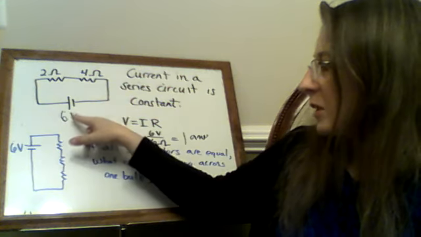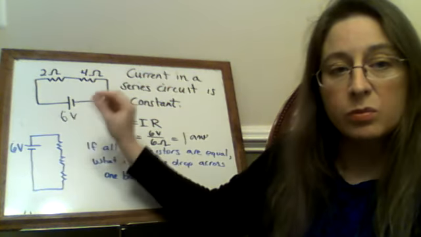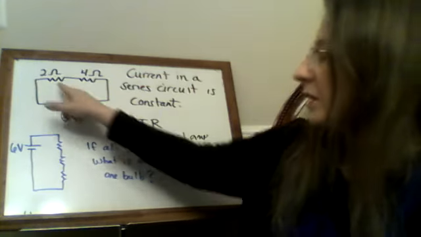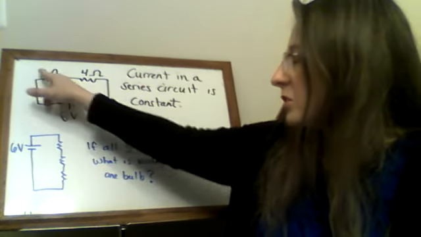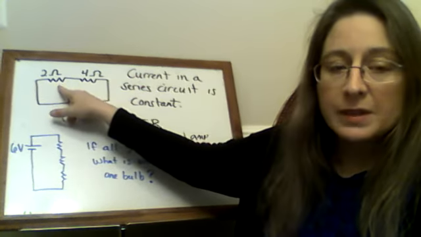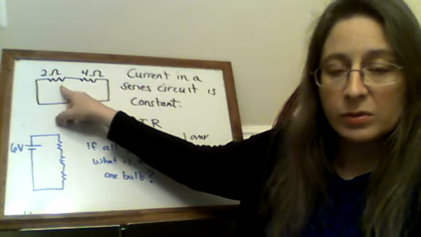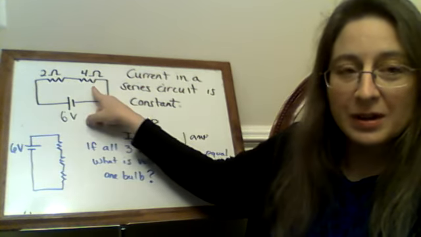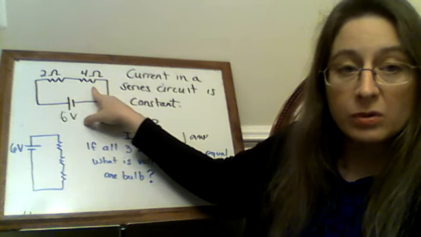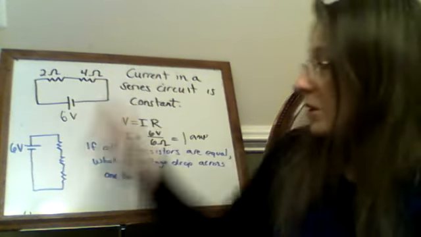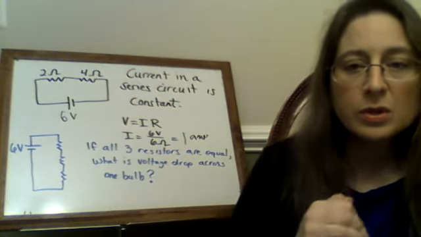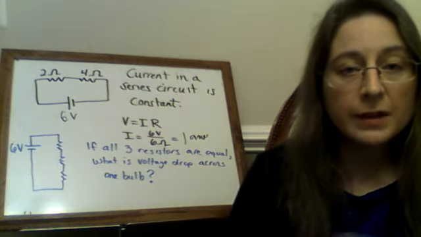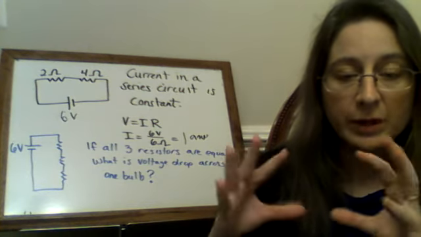So when you realize that you're always going to have 1 amp of current everywhere because current is constant in a series circuit, then you can say, well, 2 ohms times 1 amp means that I have a 2 volt voltage drop across this bulb, and a 4 volt voltage drop across this bulb. So the two resistors are different. They experience a different voltage drop, but they have the same constant current everywhere in the circuit, which is 1 amp.